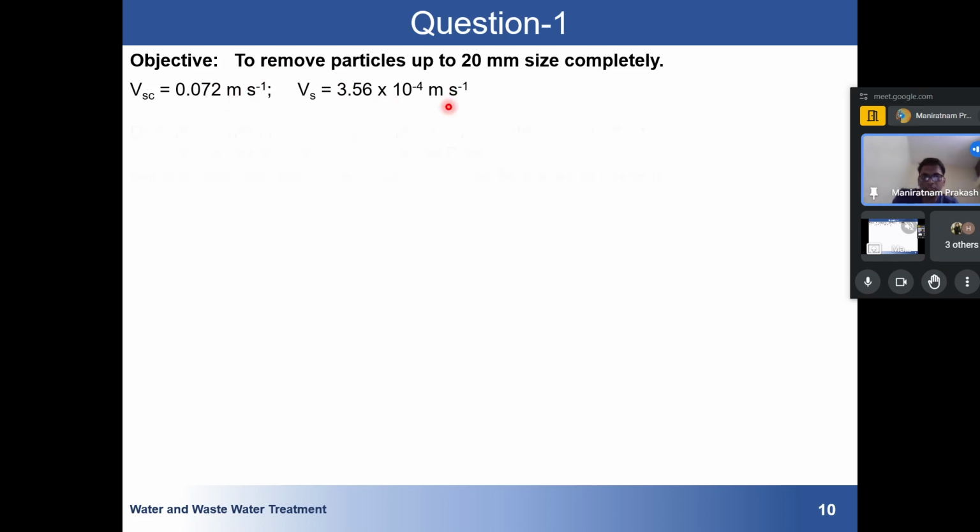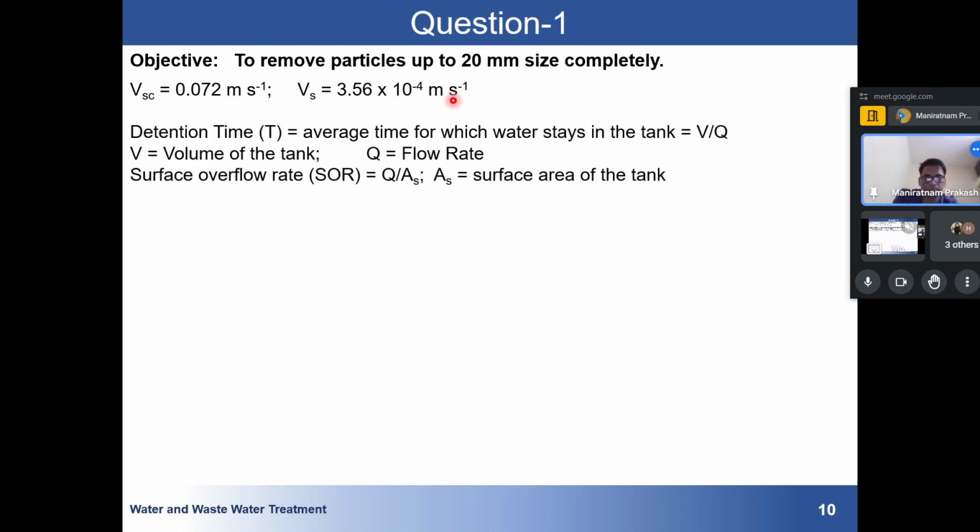Coming to the next, now we are confirmed what the objective of the treatment plant will be, and with the help of our objective, we know the settling velocity will be this and the scouring velocity will be this much. I already mentioned this when I was discussing the primary sedimentation tank. What is the detention time?